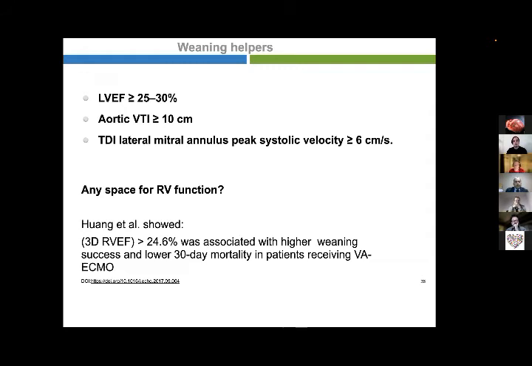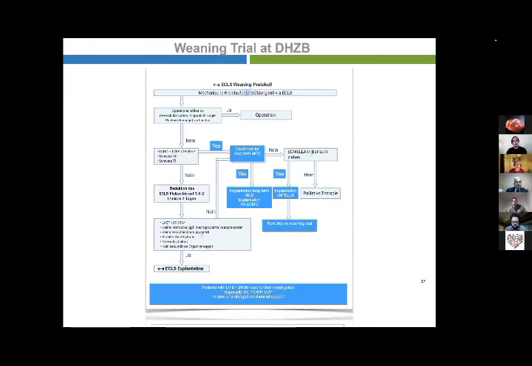Is there any space for RV function? Yes. There's a study which showed 3D right ventricular ejection fraction above 24.6, which is a very precise number, I guess, was associated with higher weaning success and lower 30-day mortality in patients receiving VA ECMO. It's very interesting. We look at our LV function, and I try to look at RV function as well, but it's not so easy in the routine echo, I think.